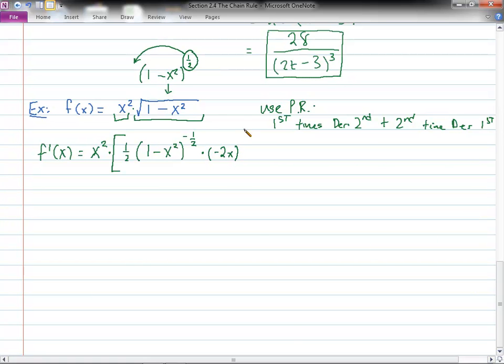So keep straight what you're doing. We're doing first times the derivative of the second. Derivative of the second was, using the chain rule, 1/2, 1 minus x squared to the negative 1/2 times the derivative of what's inside, or negative 2x. Okay?